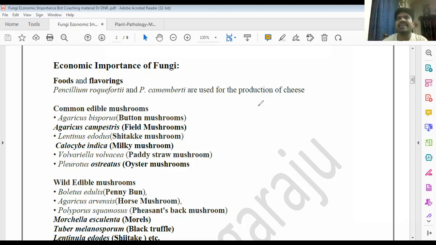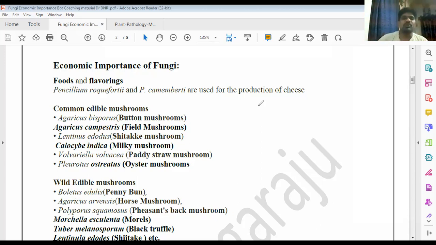You know the milky mushroom, the very milky, white, fleshy mushroom, that is Calocybe indica. The milky mushroom also grows very luxuriantly.